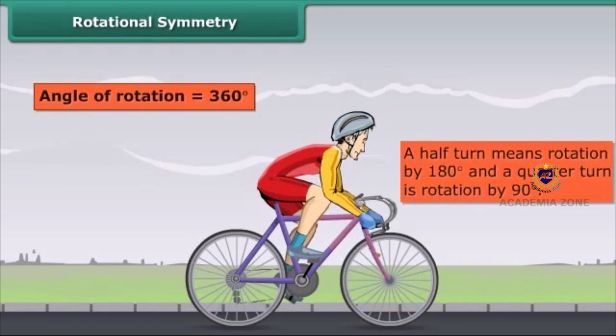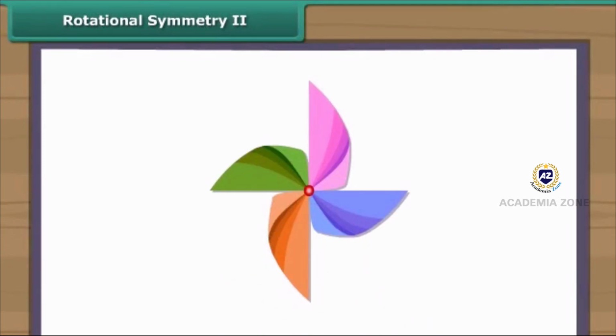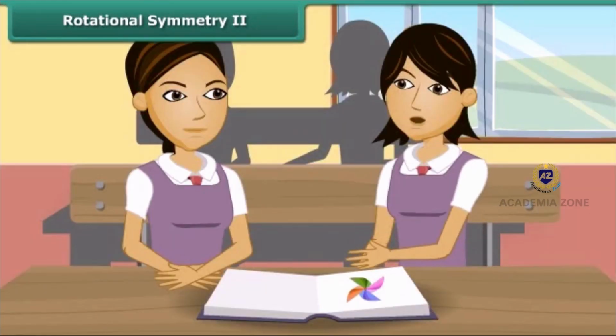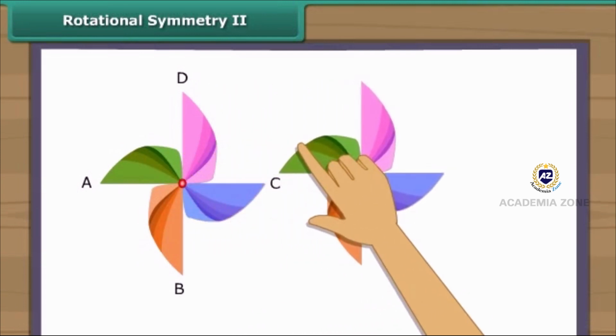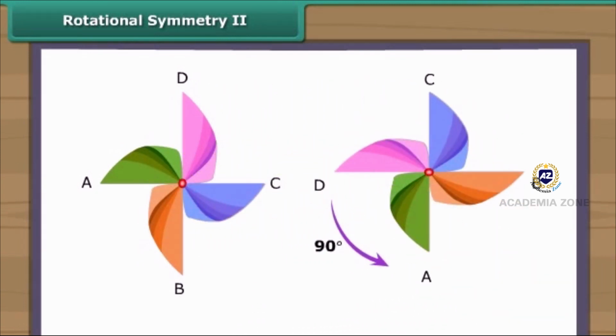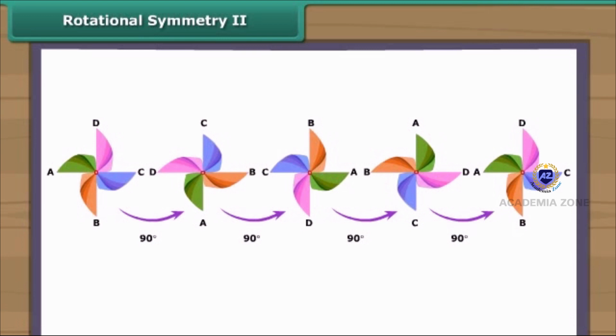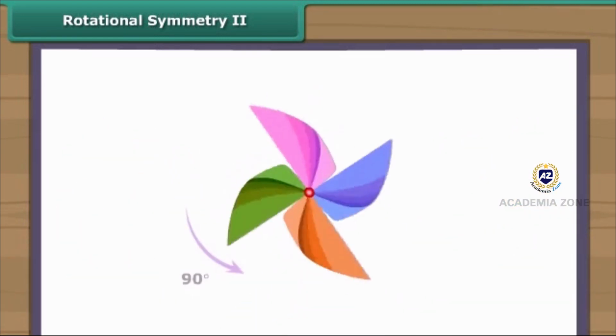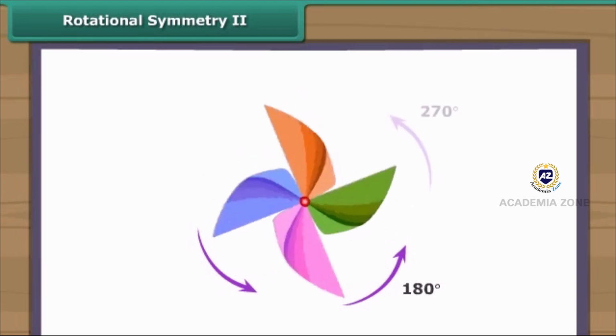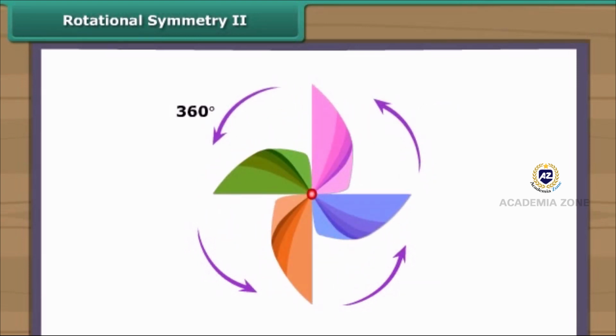This is a paper windmill. It has a rotational symmetry. If you rotate it by 90 degrees about the fixed point, the windmill will look exactly the same. In a full turn, there are 4 positions. On rotation through the angles 90 degrees, 180 degrees, 270 degrees and 360 degrees, the windmill looks exactly the same. Therefore, we can say that it has a rotational symmetry of order 4.